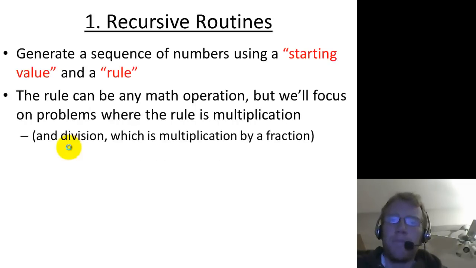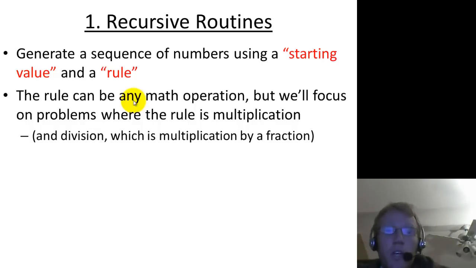This is a list of numbers that follow some kind of pattern. The two quantities you're going to be required to identify for a given pattern are the starting value and the rule. If you know what number you're starting with and what rule to follow to get from one term to the next, then you should be able to generate the entire sequence. The recursive routine is the starting value and the rule, and it generates a recursive sequence. The rule could be any math operation: adding, subtracting, multiplying, dividing, even things like squaring or square rooting, or even more complex things that you haven't learned about yet.